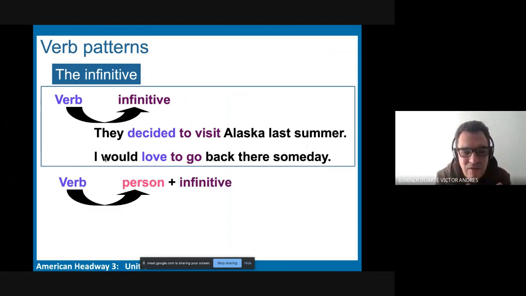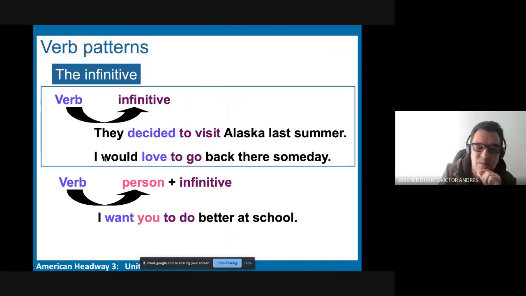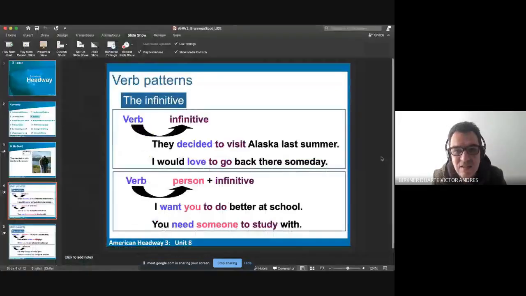Another pattern is verb, person plus infinitive. Okay, let's see this example. I want you to do better at school. In this case, the pattern is a little bit different, because we need a subject, then we need a verb, but after that we need a person. In this case, we use you as a person, or as an object. And then we continue with the infinitive to do and finish the sentence with the rest of the words.